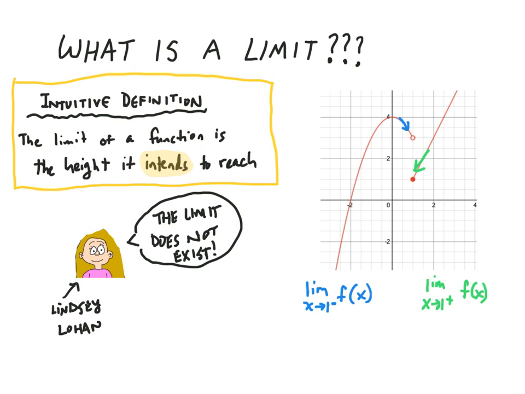We denote these with a little minus sign and a little plus sign in the exponent of the limit. So in blue, I have the limit as x approaches 1 from the left, and I can say that that's 3. And in green, I have the limit as x approaches 1 from the right, and I can see that that's 1. And thus, the limit as x approaches 1 of f does not exist. And that is because the left and the right-hand limits do not agree. The function's intentions are not clear.